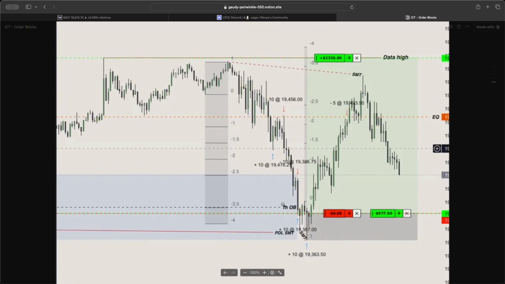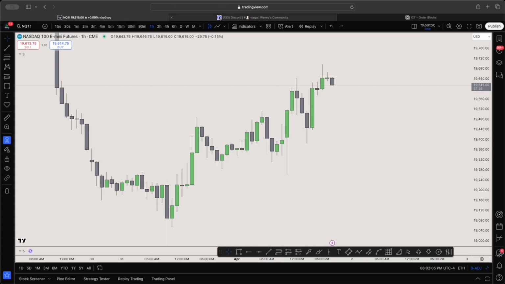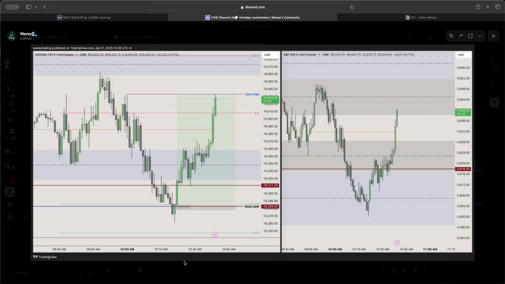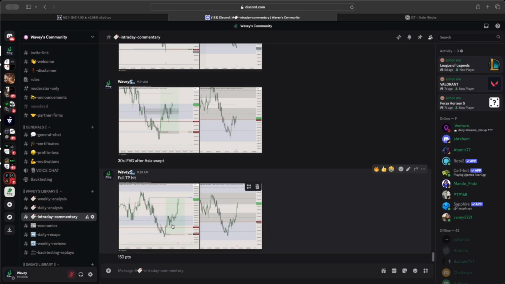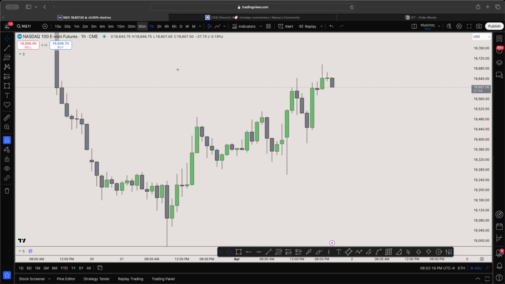I use higher time frame order block with lower time frame entry model. Now, let me show you an example of a trade that I took this morning using order block as well as other concepts. So this is the trade that I took here. Caught about 150 points.